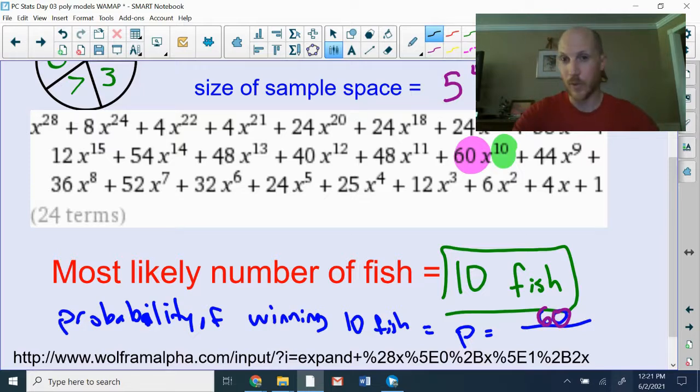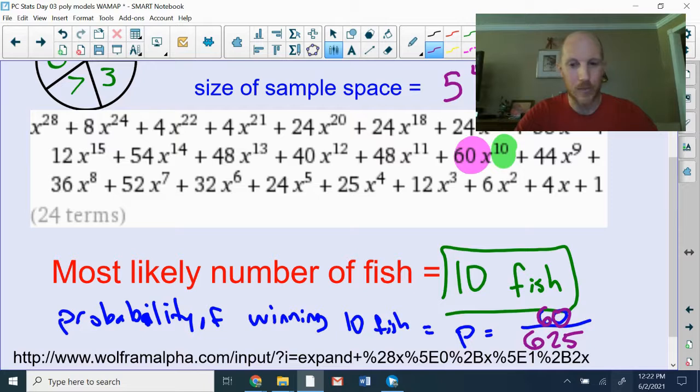Multiplied by 5 again is 125. Multiplied by 5 again is 625. It's helpful to use correct answers. So our probability fraction would be 60 over 625. And you should always reduce fractions.